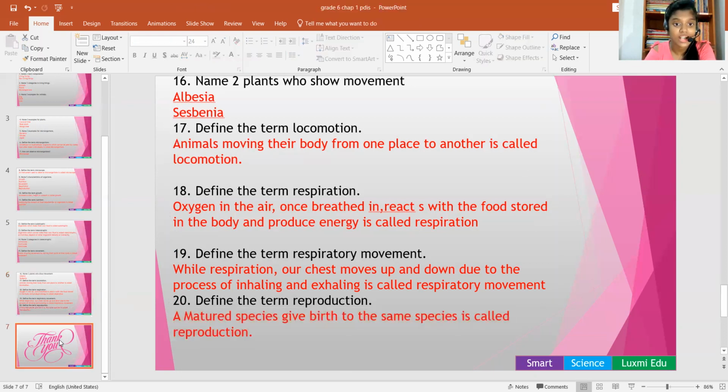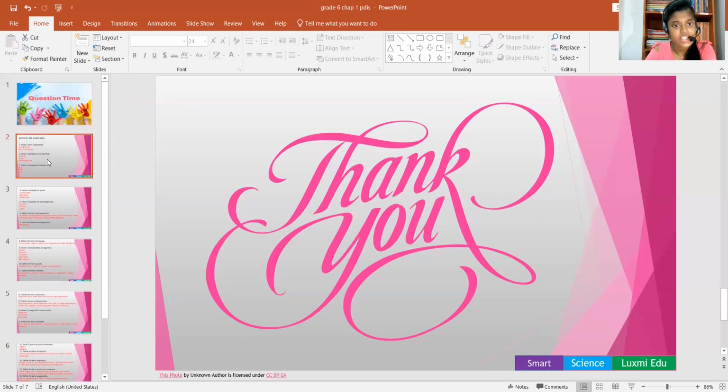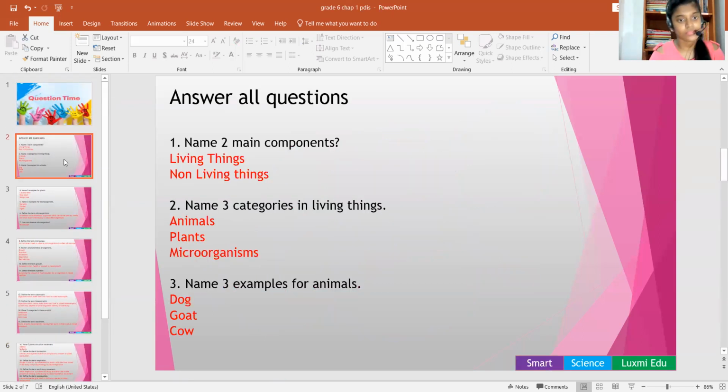So those are all the questions. Now let's revise again. The first question is to name two main components. The components are divided into two categories: living things and non-living things. The second question says name three categories in living things. Living things are divided into three categories: animals, plants, and microorganisms.